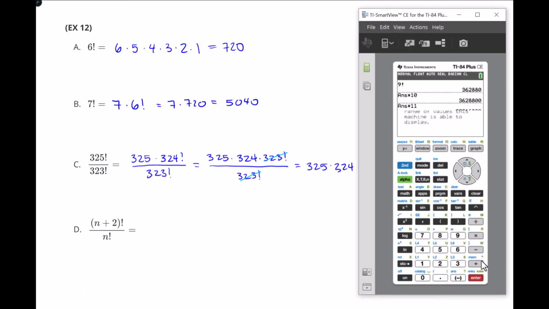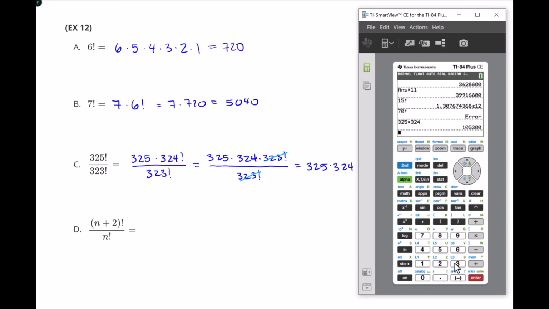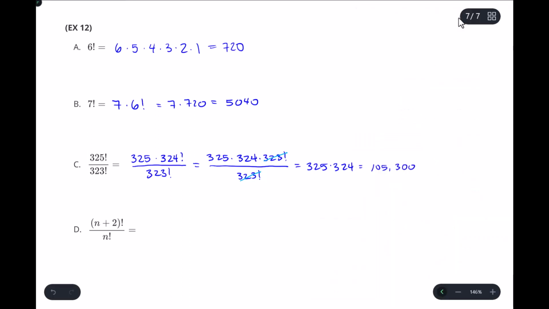So if we go away from there, 325 times 324, there's 105,300. Now, there might be, like, some calculators will actually do a little bit of simplification for you. So there might be a means for the calculator to actually compute this value. Let's take a look. No. Okay. That's fine. So it's easy enough to see the simplifications that you can do here.